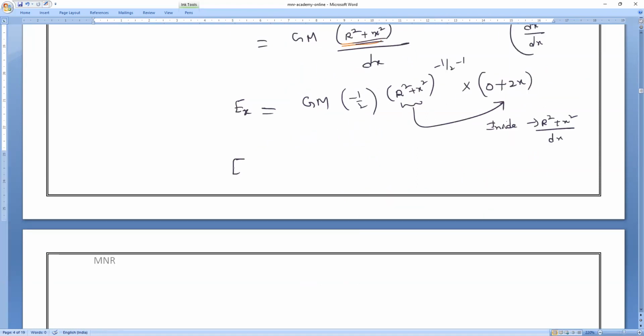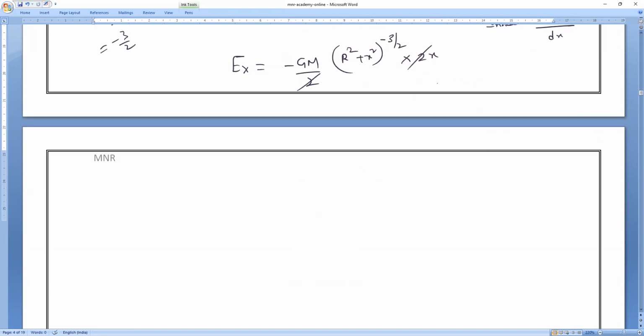Now Ex is equal to, be very careful. So minus Gm divided by 2 into this one, R square plus X square whole power minus 1 by 2 minus 1. What is the answer? Minus 1 minus 2 divided by 2 is minus 3 by 2. So what is the answer, everybody? Minus 3 by 2 into 0 plus 2x, which is 2x. So the 2 will get cancelled here. So what is the formula? This minus 3 by 2 will come down. It will become positive.